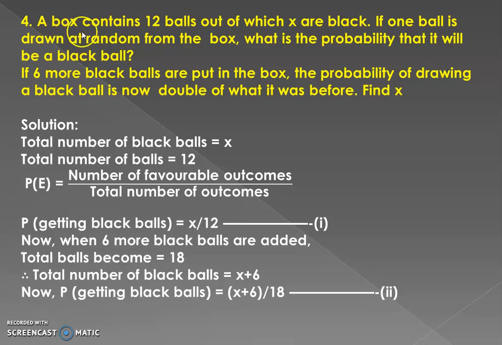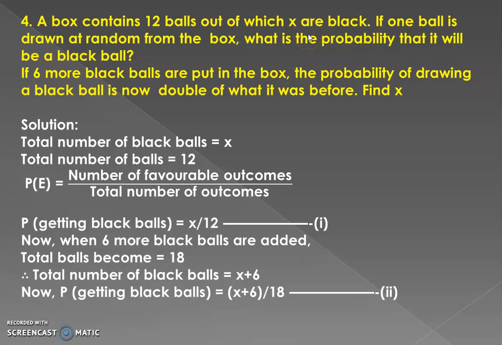The fourth problem. A box contains 12 balls, out of which x are black. If one ball is drawn at random from the box, what is the probability that it will be a black ball? If 6 more black balls are now put in the box, the probability of drawing a black ball is now double of what it was before. Then find x.